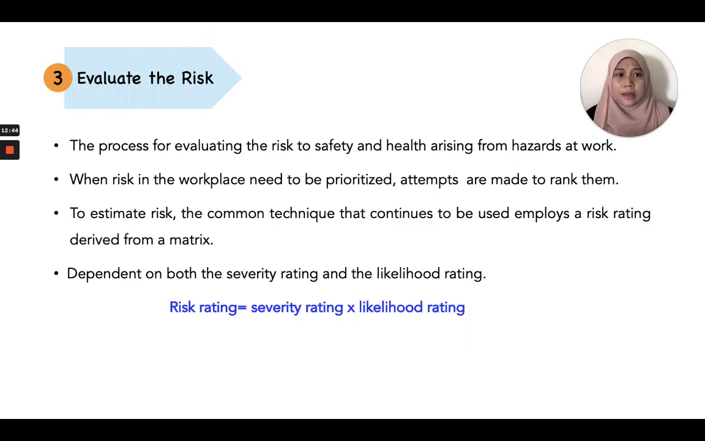Number 3 is evaluating the risk. This process must follow the severity rating and likelihood rating. To estimate the risk, the common technique used is looking at the risk matrix. And one of the reasons why we need to evaluate the risk is because we want to rank the risk, whether the risk is high, medium, or low.